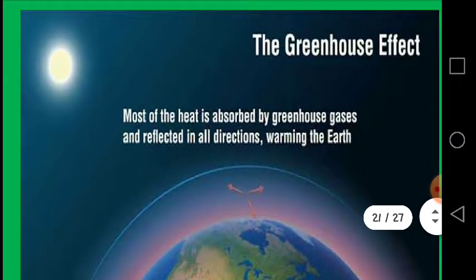The greenhouse effect. What is the greenhouse effect? Most of the heat is absorbed by the greenhouse gases and reflected in all directions, warming the earth. Actually the heat which is coming to the earth's surface goes back into space, but when greenhouse gases are there, they block this removal of heat from the earth's surface and retain it, which leads to the increase in the temperature of the globe.